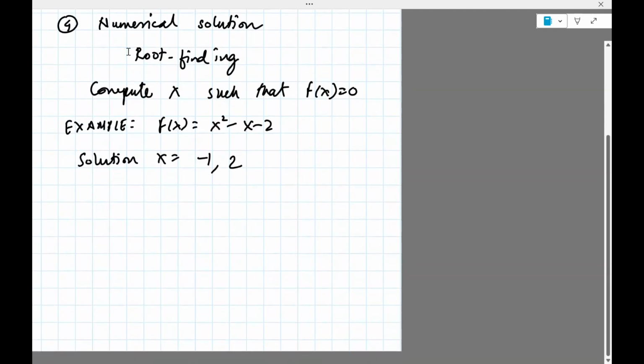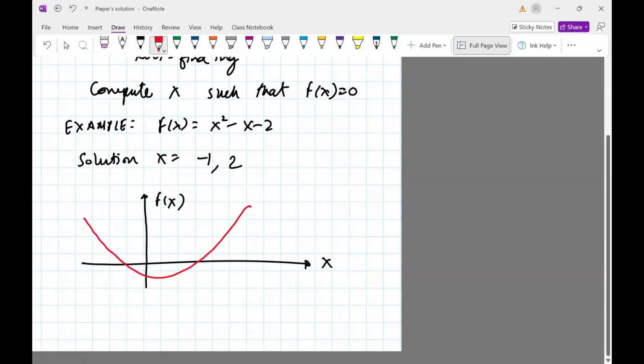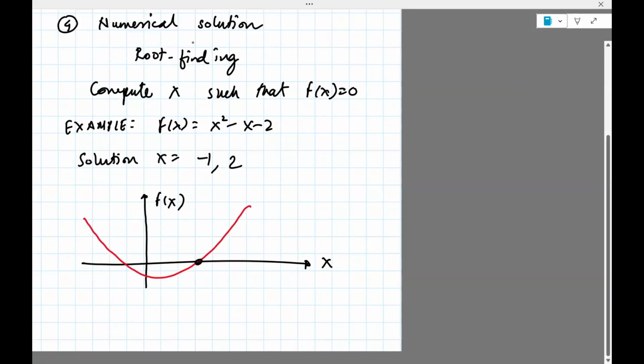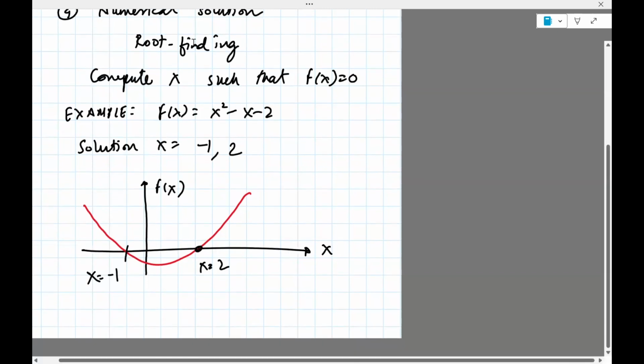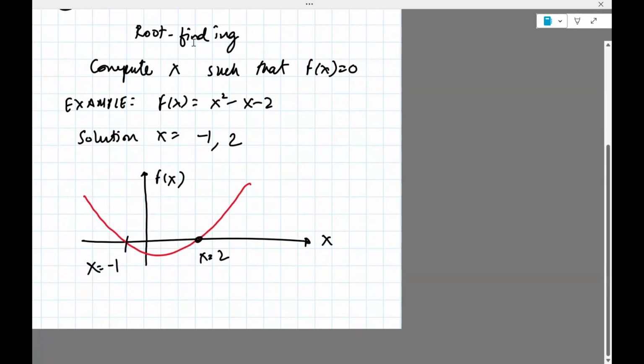So how do you get this? Well, if you draw a plot of f of x versus x, that's going to be a curve. It will actually be a parabola. And then the solutions are sitting right here. This will be x equals 2, and this will be x equals minus 1. That's what it means to be the roots of an equation: where the curve meets the x-axis.